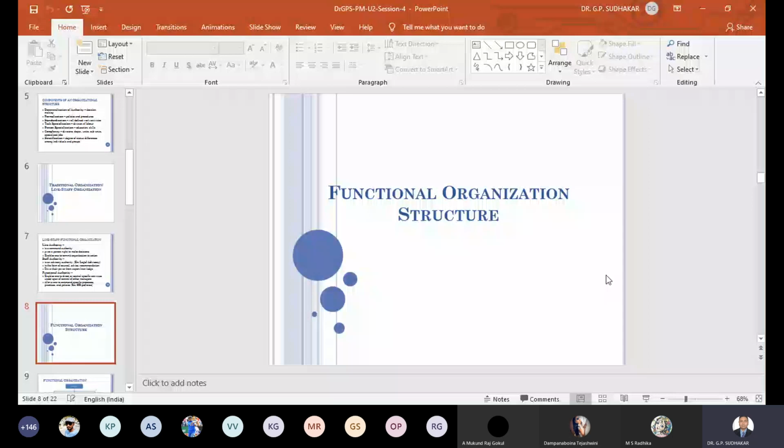So if you look at the broader perspective, HRM, finance, marketing, production or manufacturing, IT. These are the different business functions of an organization. So the organization is divided into different verticals called business functions. That is the functional organization structure. So this is how it will be. Just see this.